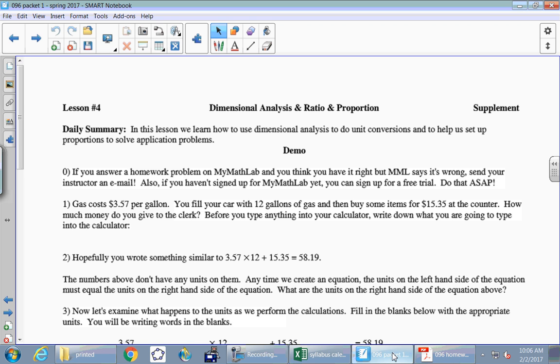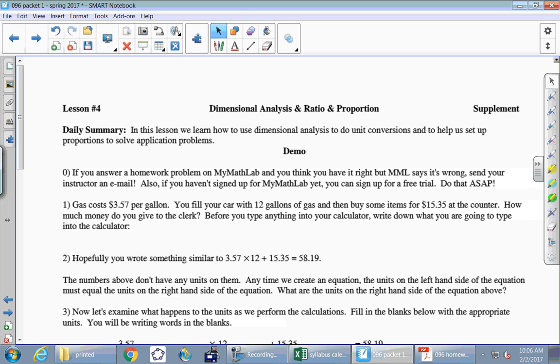Okay, so let's start doing some math. We're here on page, was it 27? Okay, daily summary. In this lesson, we learn how to use dimensional analysis to do unit conversions and to help us set up proportions and solve application problems. Application problems are word problems. Okay, let's jump in here with number 1.